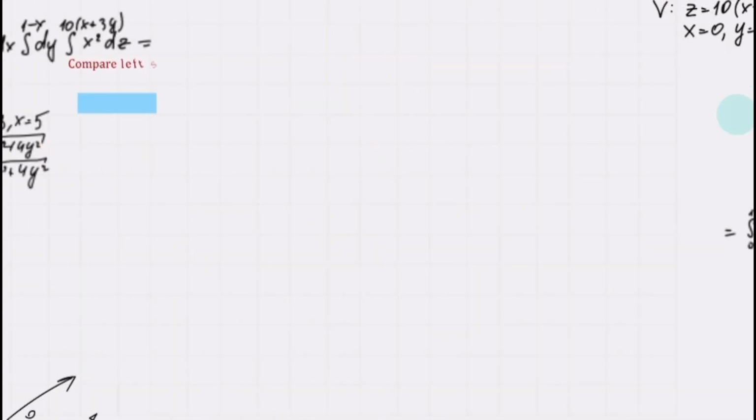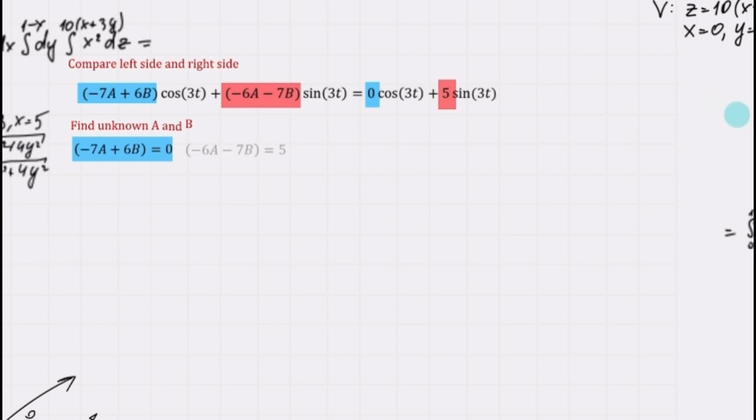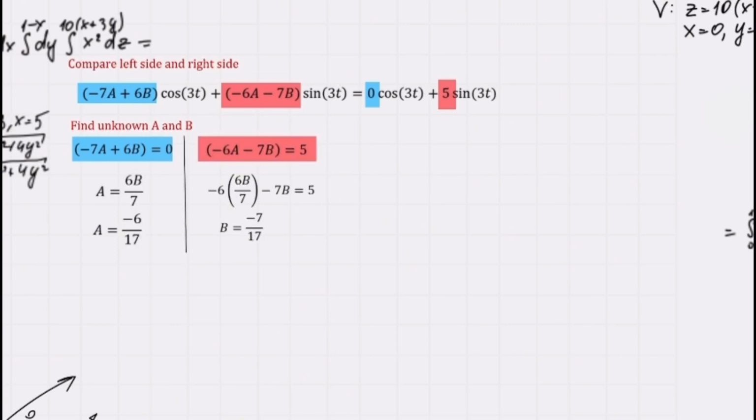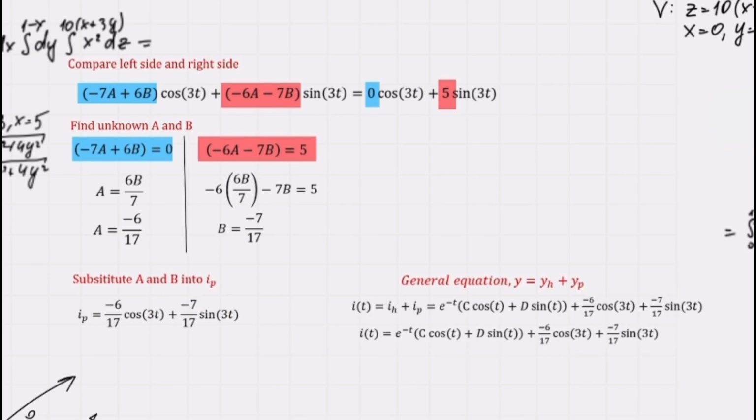So the next step, we are going to compare the left and the right hand side. We compare negative 7a plus 6b to 0 to find a, and we compare negative 6a minus 7b to 5 to find b. After we get a, which is negative 6 over 17, and b, which is negative 7 over 17, we are going to substitute a and b into our IP.